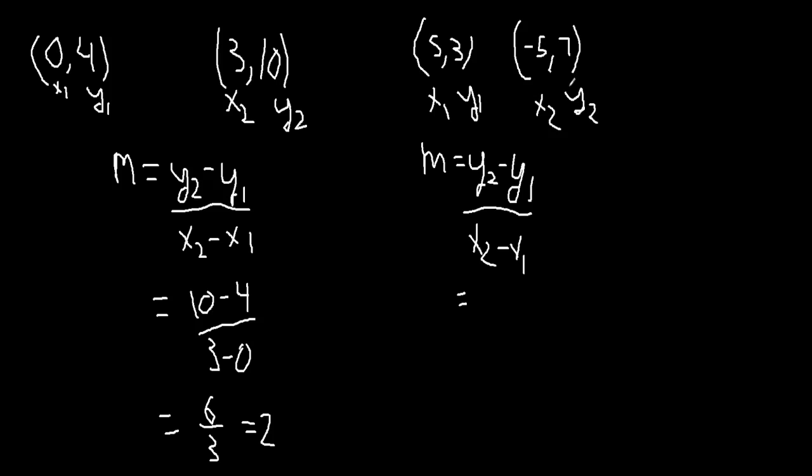So we have y2 minus y1, so that's 7 minus 3, and x2, which is negative 5, minus x1, which is 5. So that's 7 minus 3, which is 4, divided by negative 10, which is negative 4 over 10, or negative 0.4.